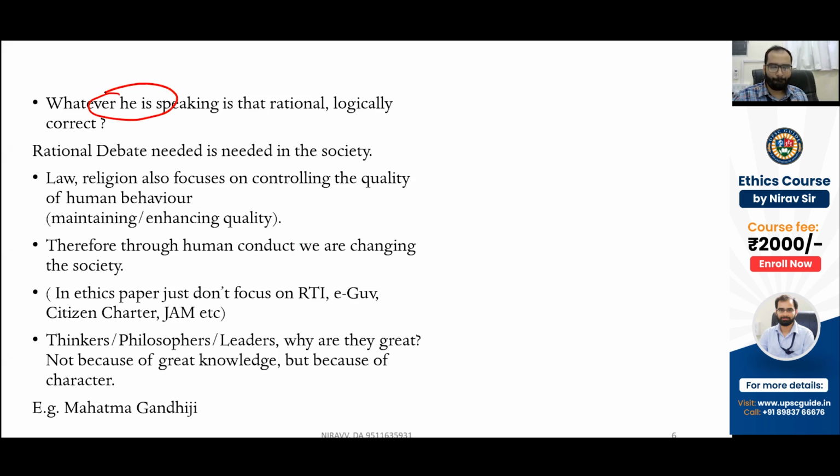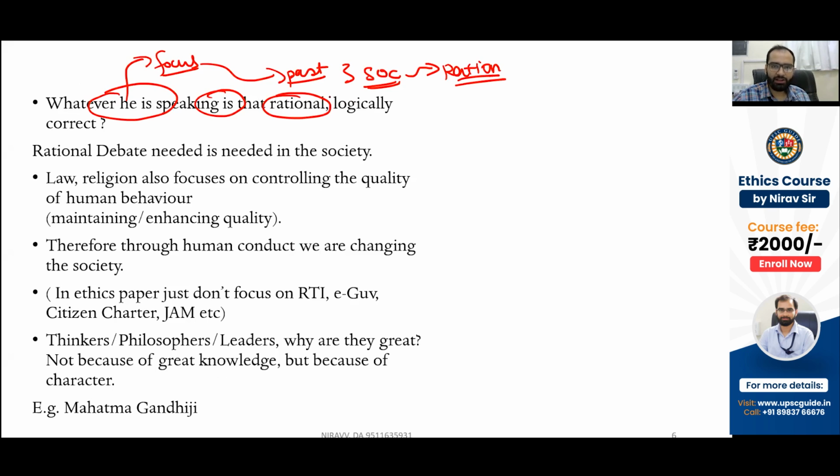Whatever he is speaking, we should focus on that, not on the past. As a society, what should be our values? Our society should be rational, and see whether whatever he is speaking is rational, whether it is logical or whether it is correct. Are you understanding this? हम क्या करते हैं आज कोई भी debate हुआ, just notice this, just say whether it is true or wrong.